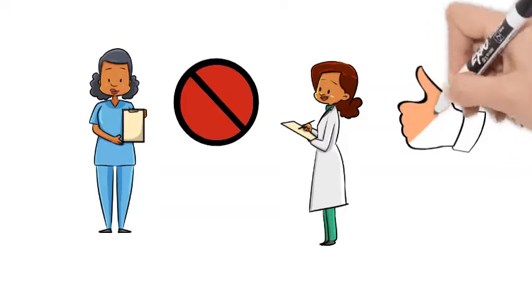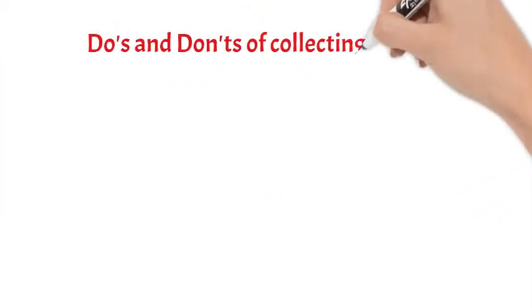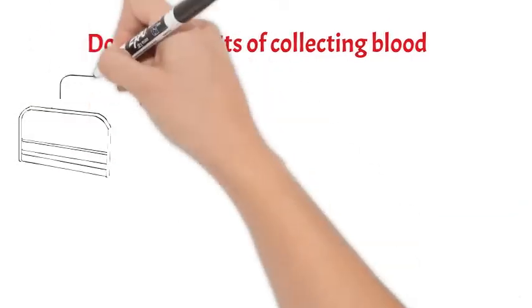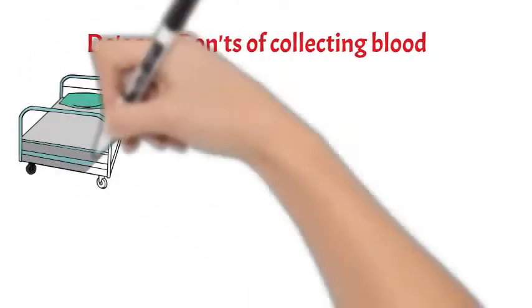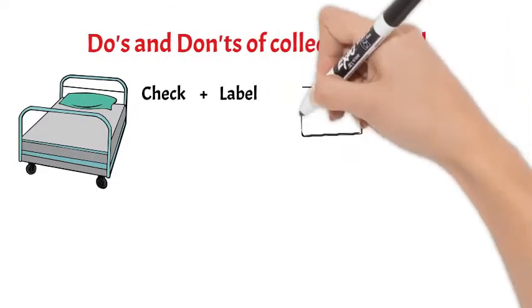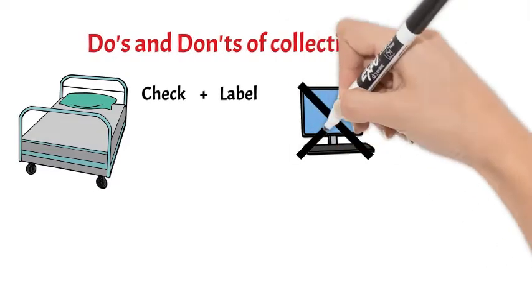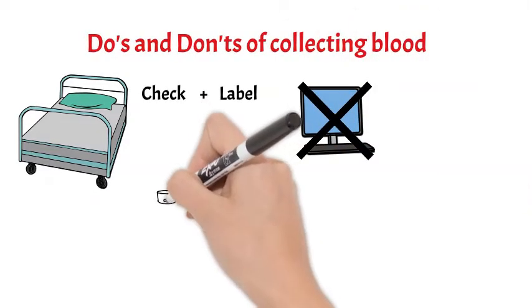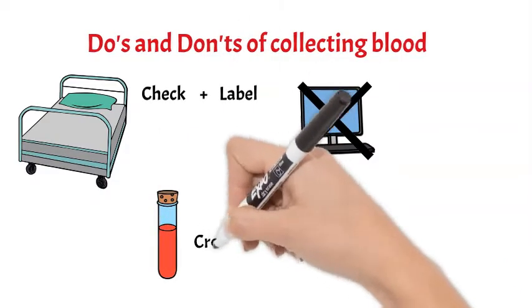To summarise how to avoid blood errors, always check patient identity and label the sample at the bedside. Never label at the nurse's station or the computer. Always take group and save bottles individually and never take 2 samples together. Do these simple things and you will never go wrong.